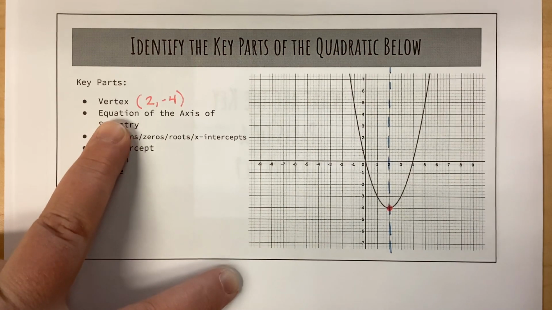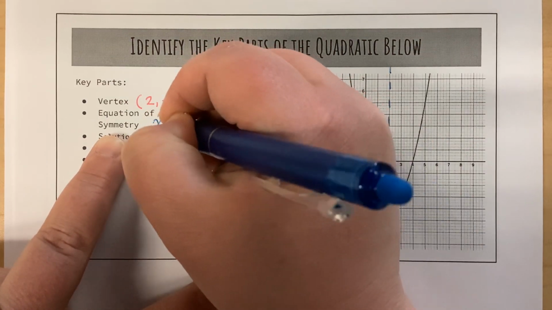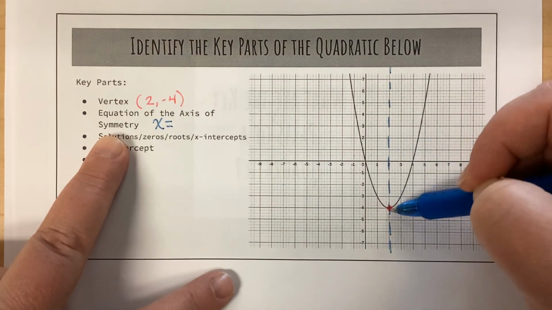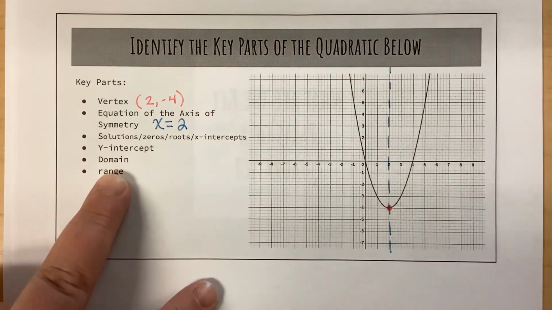Now it's important to note that this is an equation. Since it's a vertical line, it is x equals, and it's always whatever the x value of your vertex is, which in this case is 2.